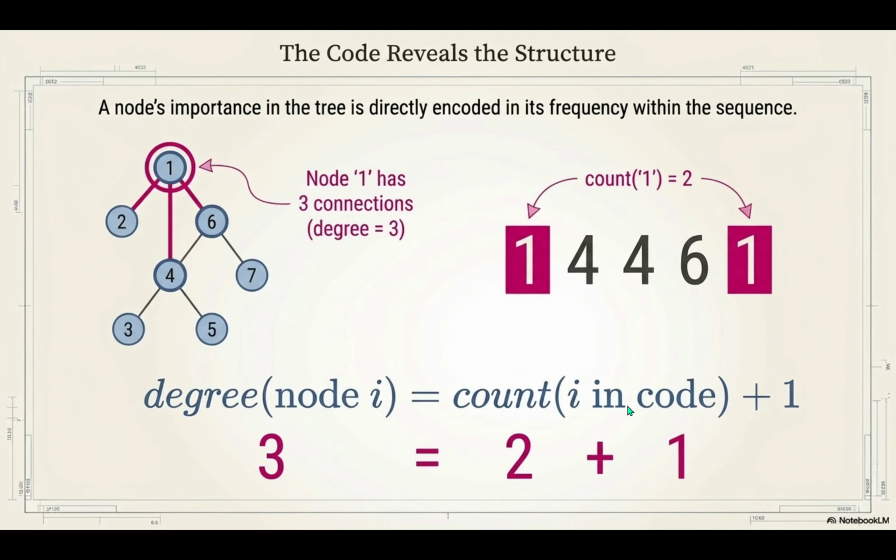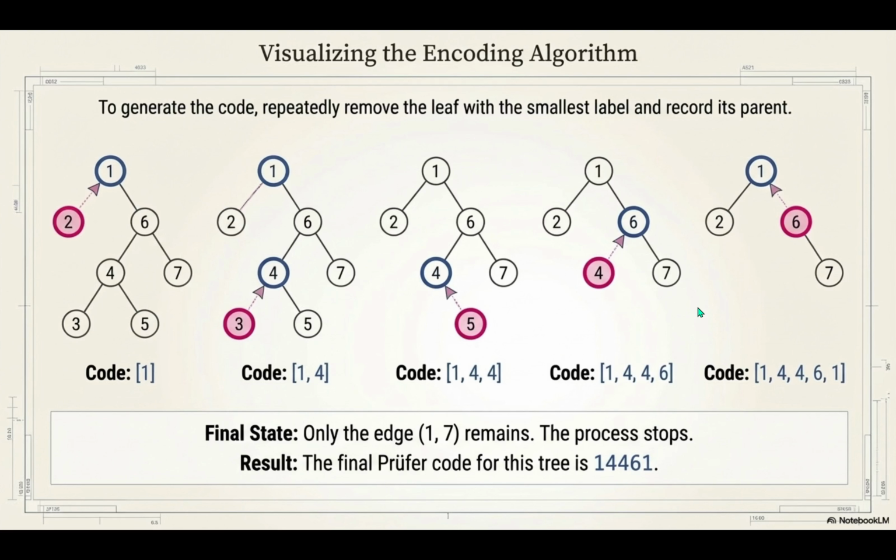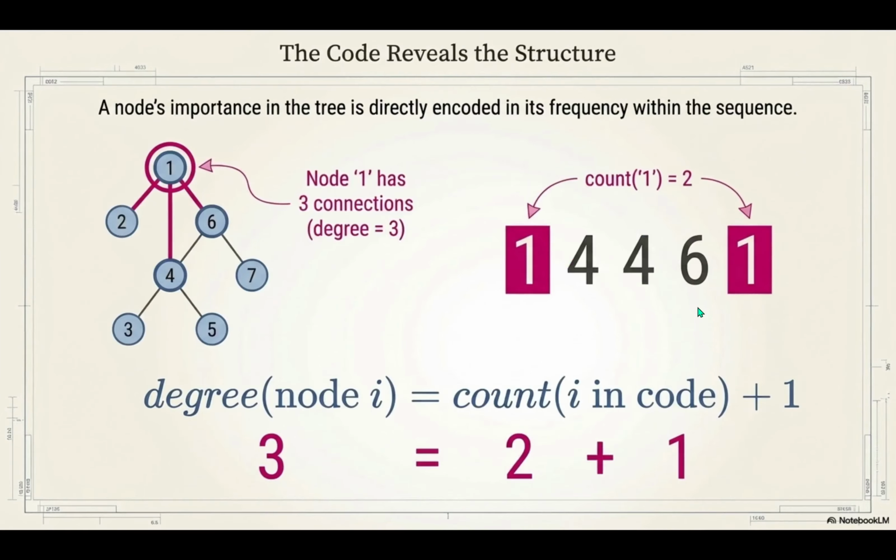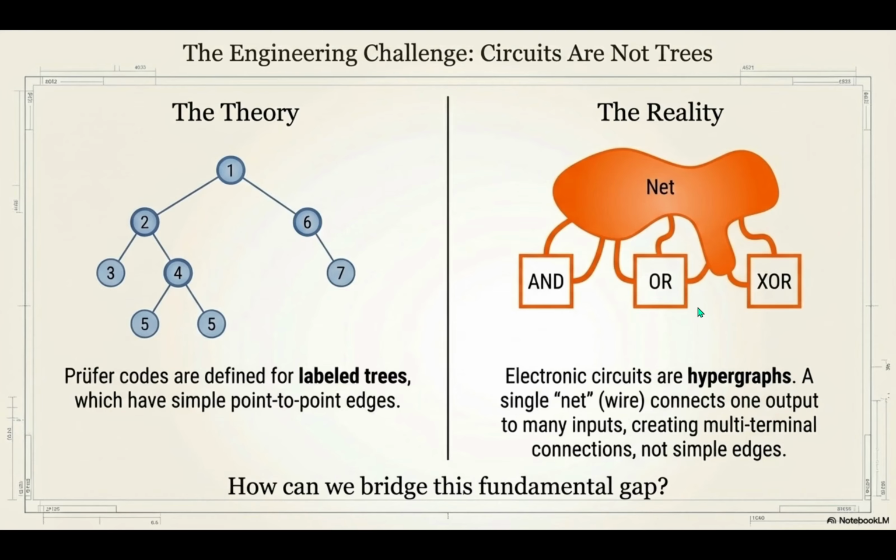If you're designing a circuit, you immediately know which components are major hubs just by counting numbers. You can flag potential bottlenecks without running a single simulation. That speed is incredible. But this brings us to the big engineering problem. This all works beautifully for these perfect mathematical trees. And real-world circuits are anything but. Exactly. Real circuits are hypergraphs. That's the chasm we have to cross, right?